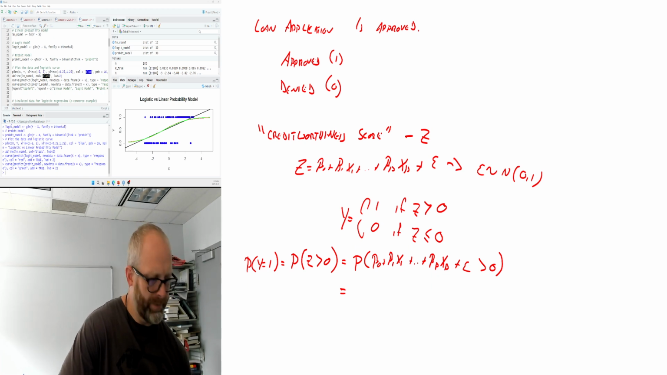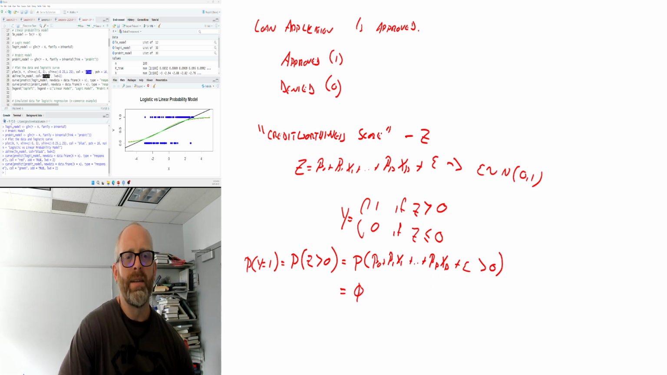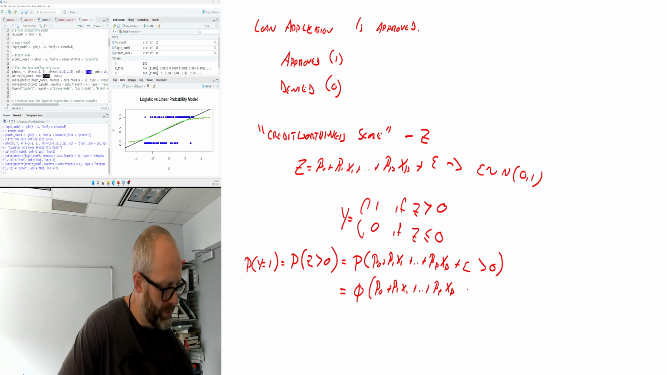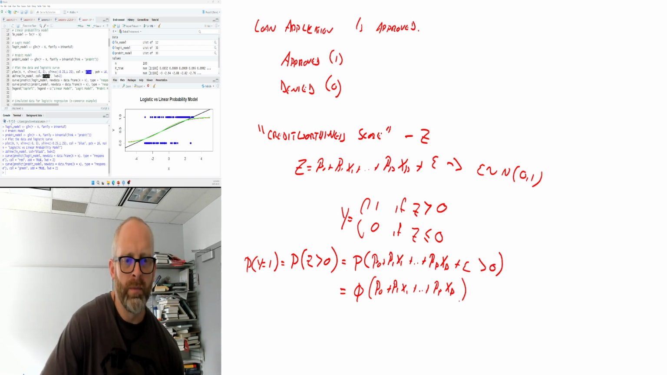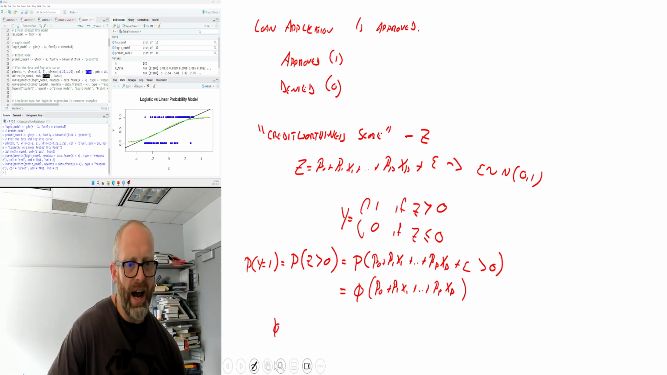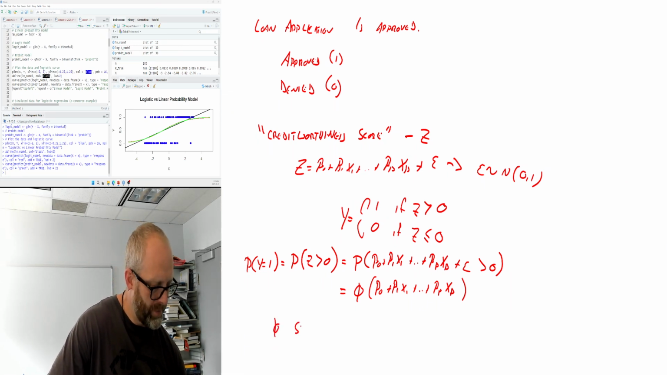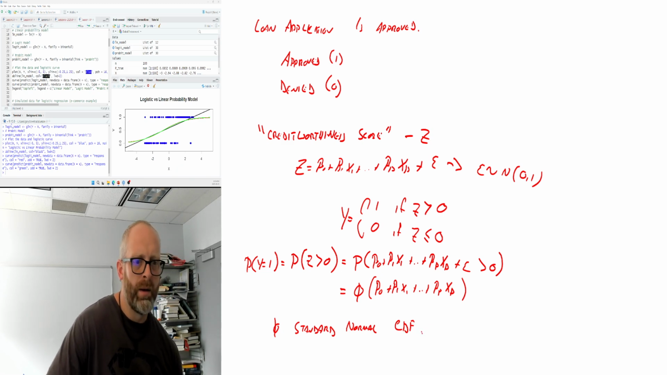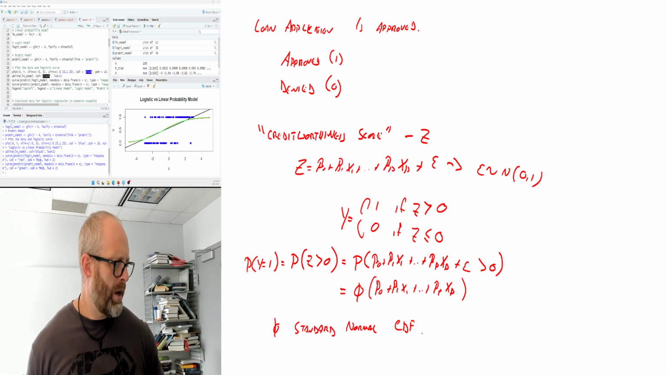Since epsilon is normally distributed, this is phi of beta naught plus beta 1 x1 plus all the way up to beta p xp. Again, where phi, I'll just state here, is the standard normal CDF function. So that is the probit link. Okay, so that's what we're talking about.